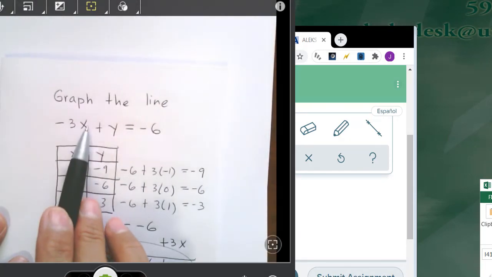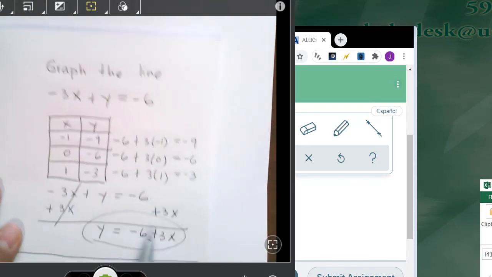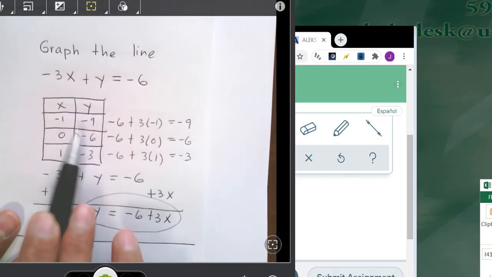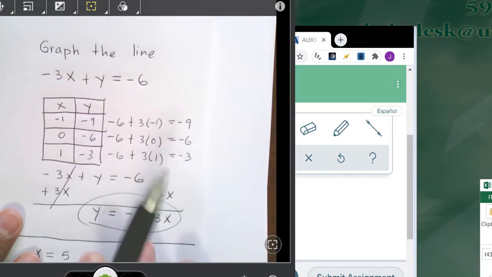And when we get something like this, the equation in standard form, we simplify in this way. We leave the y by itself, we use the table, we plot the points, and then we're done.